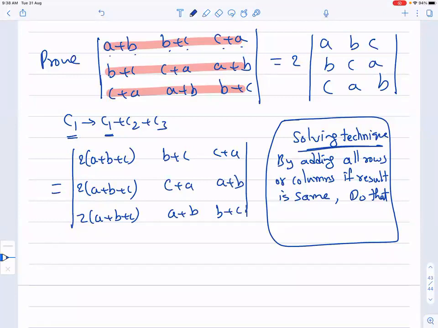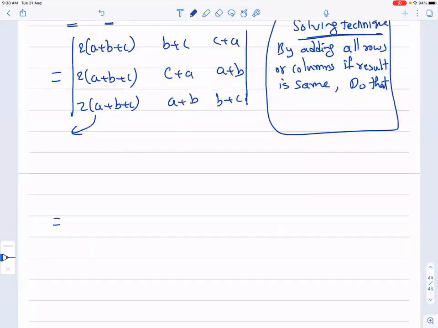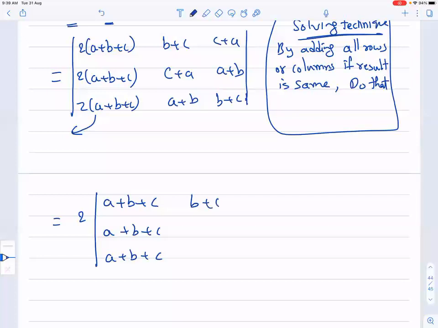Now I'm going to remove 2 out. The 2 is needed outside, so I'm going to remove 2 out. Can we? Yes, we can. Yes or no? So once I remove 2, what am I going to get? a plus b plus c, a plus b plus c, a plus b plus c, b plus c, c plus a, c plus a plus b, a plus b, b plus c.